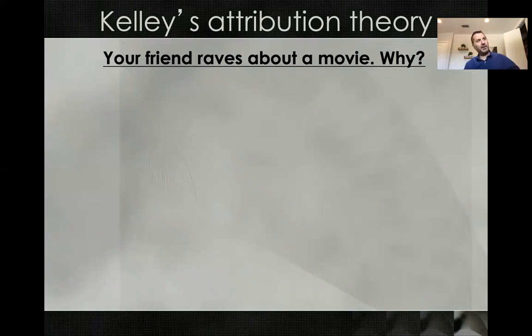So let's imagine that your friend comes to you, loves this new movie that just came out. Now, there's at least 2 explanations for why this occurs. First off, it could be that they're raving about this movie because the movie is objectively really good, in which case you are making an external attribution for their behavior. You're explaining that they're raving about the movie because the movie itself is good. That's an external attribution. On the other hand, it could simply be the case that your friend has no taste in movies and loves everything, in which case your friend is raving about this movie due to an internal attribution, because they have no taste, right?